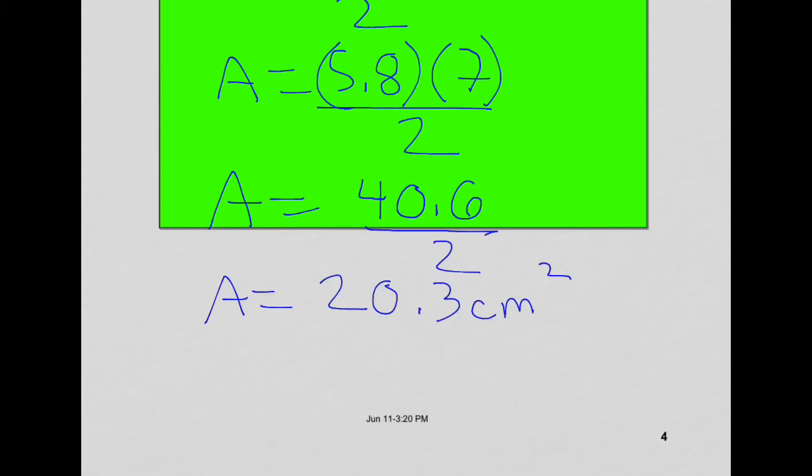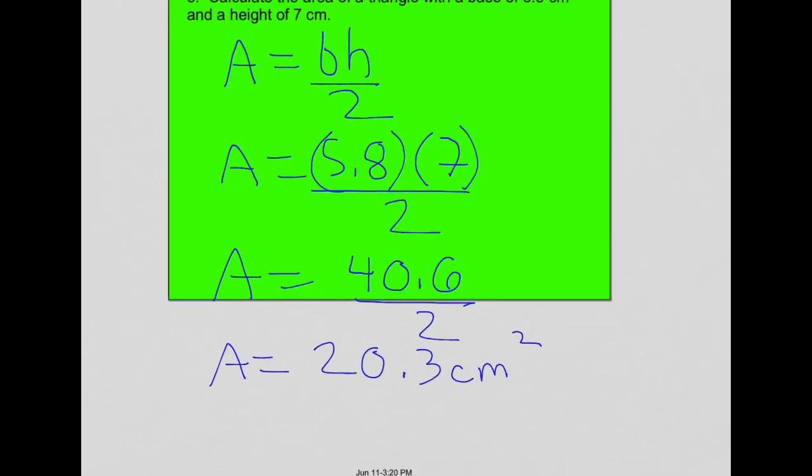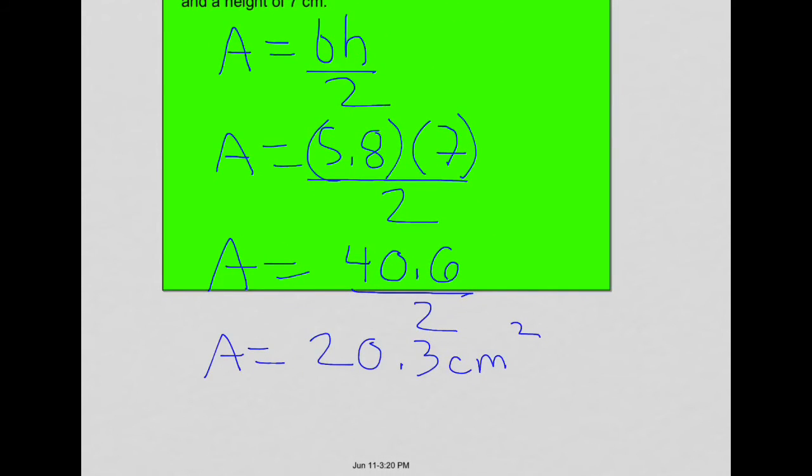Okay, so this time I decided to do the multiplication first and then divide that total by 2 because it didn't look like there was going to be anything that would easily be simplified first. Yet another area of a triangle question. Let's do one more. I'm going to flip forward.